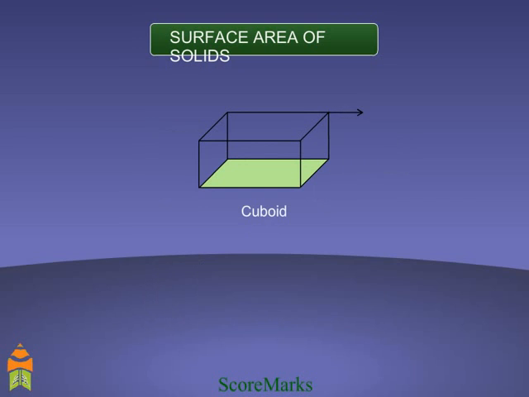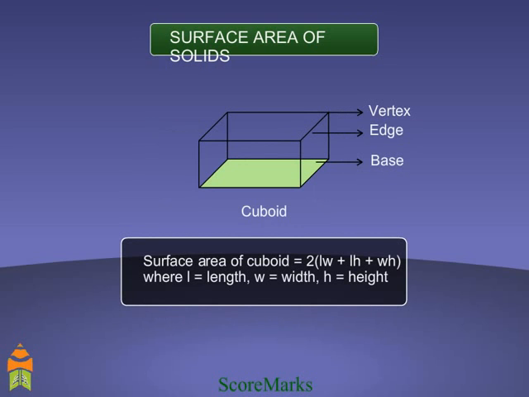A cuboid is a solid whose faces are rectangular. It has 8 vertices and 12 edges. Surface area of a cuboid is equal to 2 into (LW + LH + WH), where L is equal to length, W is equal to width, H is equal to height of the cuboid.